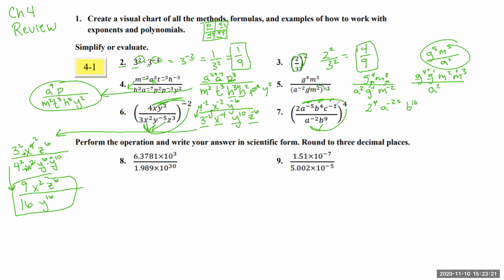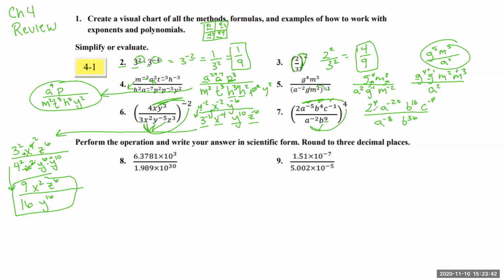And then c to the negative 1 times 4 is going to be c to the negative 4th. And then on the bottom, we have a to the negative 2 times 4, so that's going to be a to the negative 8th. And then b to the 9th times 4 is going to be b to the 36th.